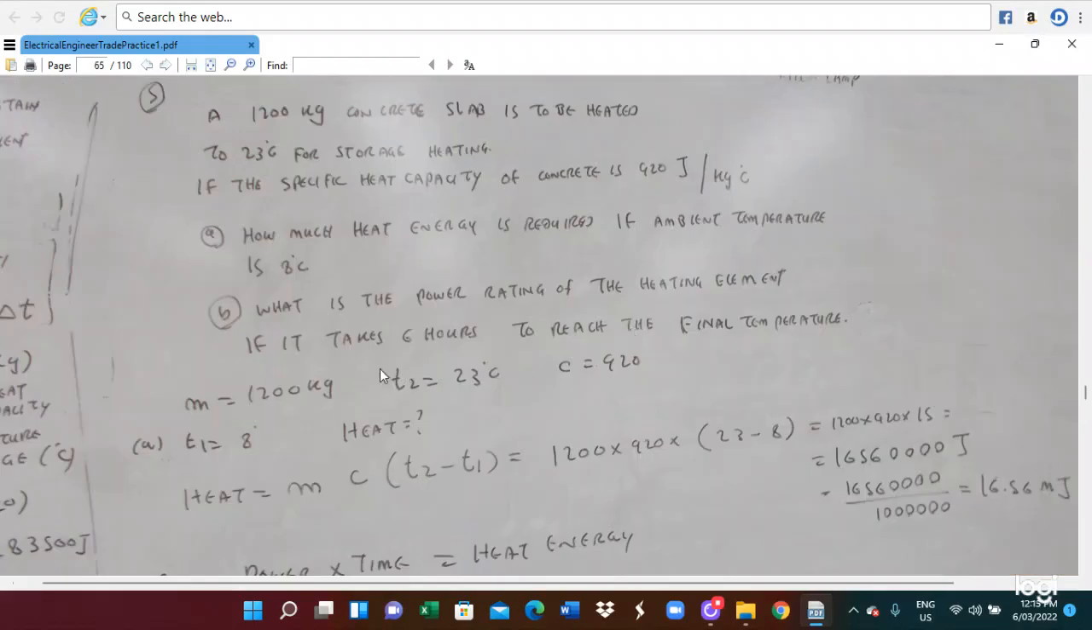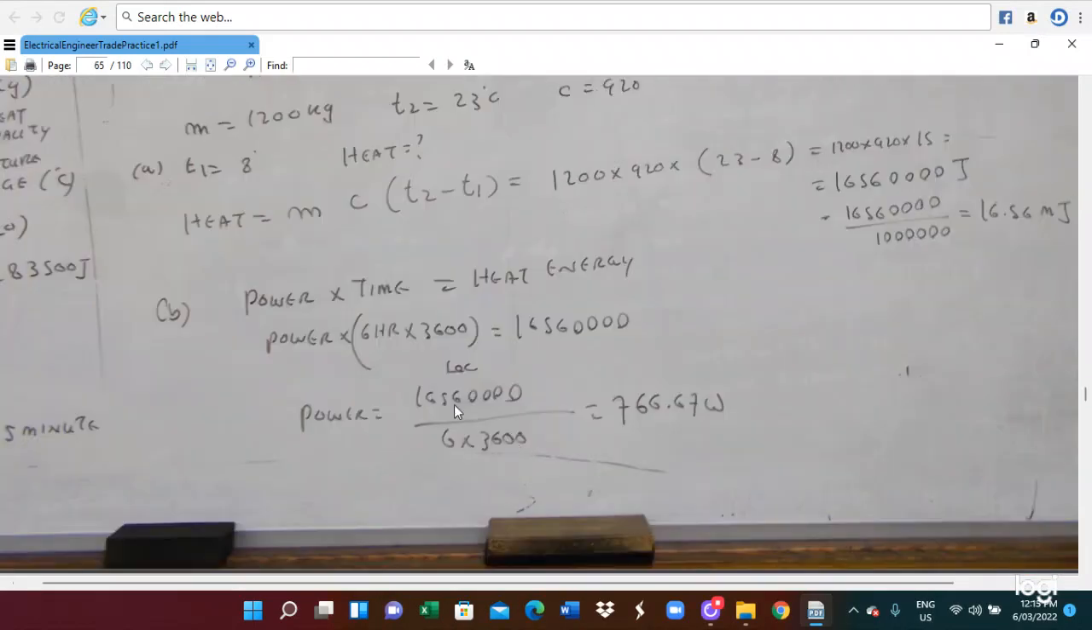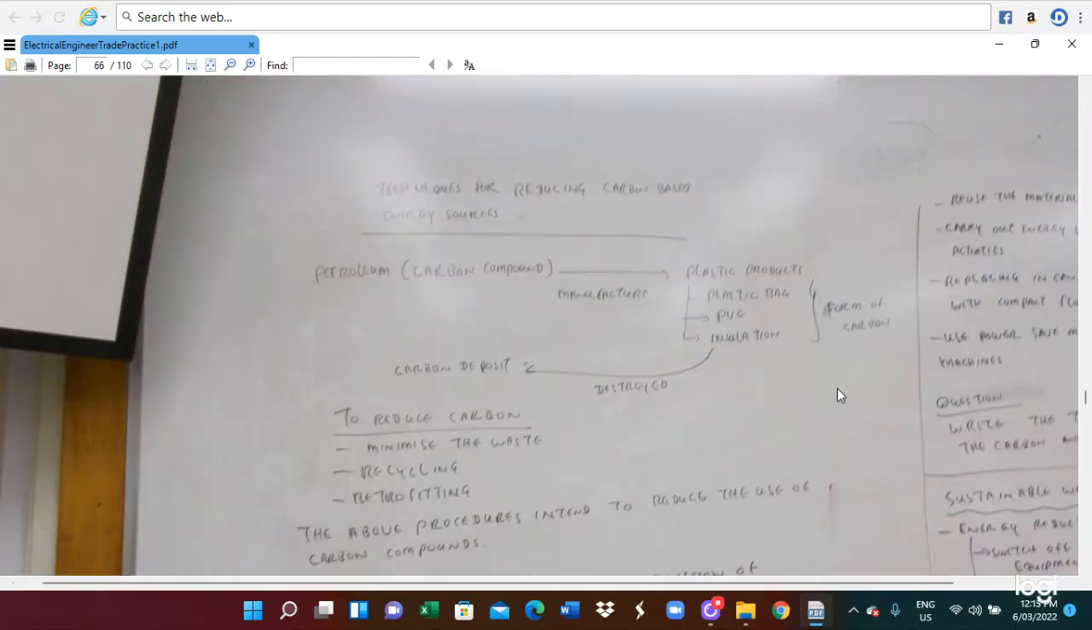CRY divided by 6 multiplied by 3600, you get 760.67 watts. So this is the way we calculate the power.